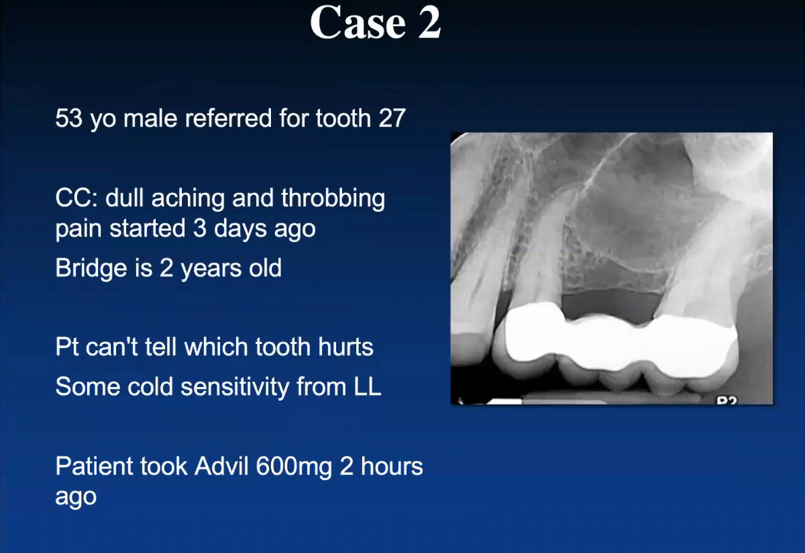Case number 2, a 53-year-old male referred for tooth number 27. Dull, aching, and throbbing pain started 3 days ago. The bridge is 2 years old. The patient can't tell which tooth hurts. Some cold sensitivity from the lower left side.